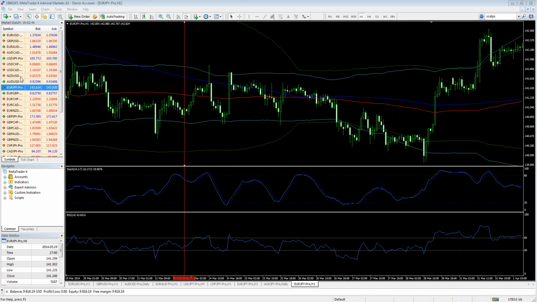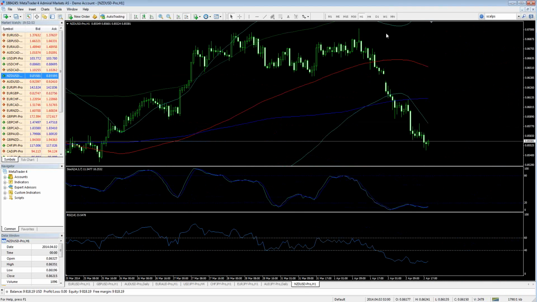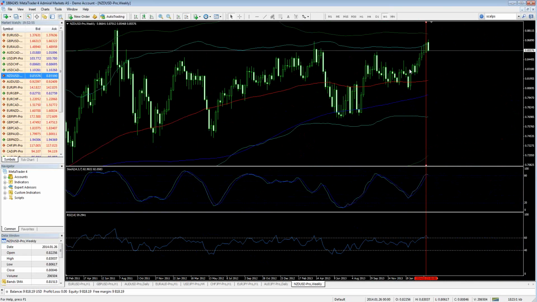Let's see another example. Let's see how it behaves compared to other currency pairs. Let's see the New Zealand dollar. Let's see weekly. Okay, this week here is an uptrend.